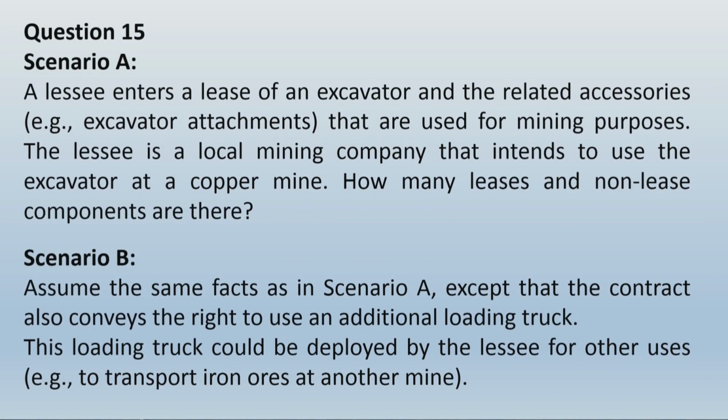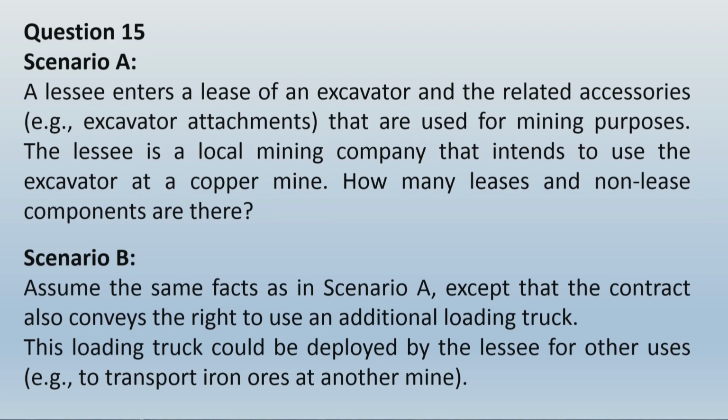Scenario A says a lessee enters a lease of an excavator and the related accessories, for example, excavator attachments that are used for mining purposes. The lessee is a local mining company that intends to use the excavator at a copper mine. How many lease and non-lease components are there?